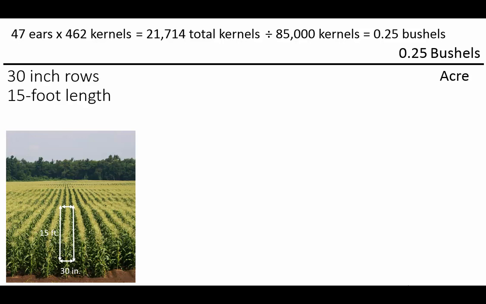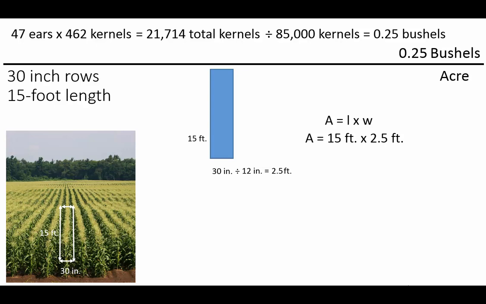If we add more lines, this makes a rectangle. Let's try using that to find our area. First, we must convert our width to feet so we have consistent units. There are 12 inches in 1 foot, so we divide 30 by 12 to get 2.5 feet. Our length is given as 15 feet, and if you remember from geometry, to find the area of a rectangle, we multiply length times width. So our length is 15 feet and our width is 2.5 feet. 15 times 2.5 equals 37.5 square feet.